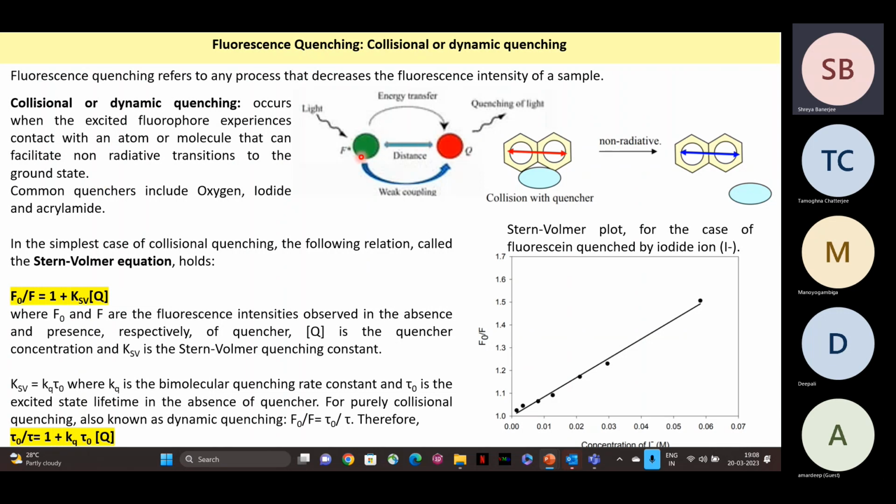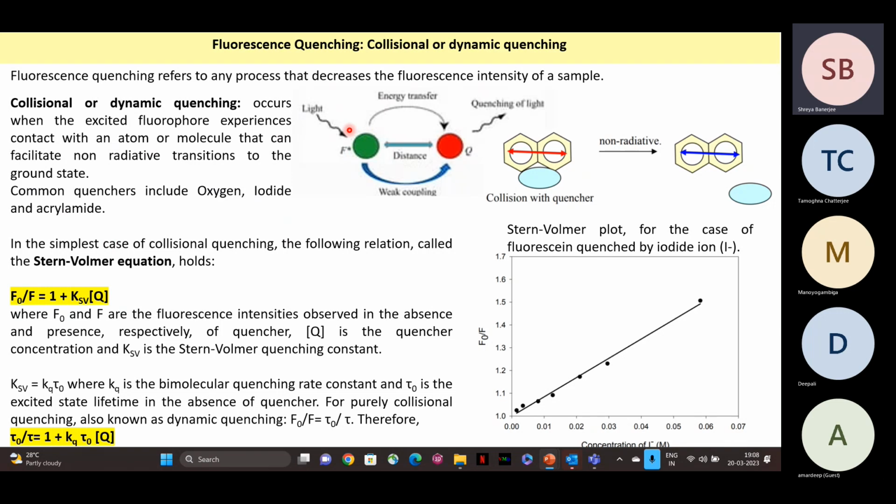So suppose this is your fluorophore. There is a light falling on the fluorophore. What it does is that the fluorophore will transfer the energy to the quencher, and the fluorophore will return to the ground state. So this is a method of non-radiative quenching, and it basically occurs with collision with the quencher. So common quenchers are oxygen, iodide, and acrylamide.